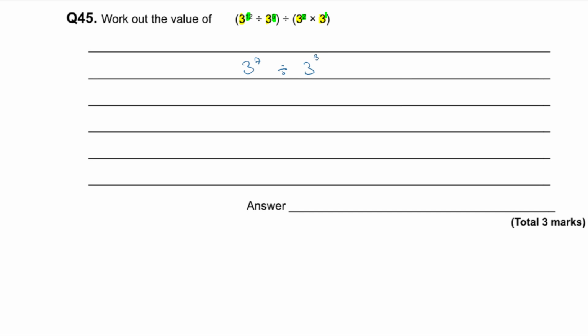That's 3 to the power of 3 then, isn't it? Okay. So now I've got 2 numbers with the same base, 3 and 3. This time I've got an index of 7 and an index of 3, and I'm dividing them, so I'm going to be subtracting those indices. So that is going to be 3 to the power of 7 subtract 3, which is 3 to the power of 4. And again, it's asking me to work out the value, so I need to then go on and work out what that is. I can't leave it in index form this time. So 3 to the power of 4 is 3 times 3 times 3 times 3, which is 81.